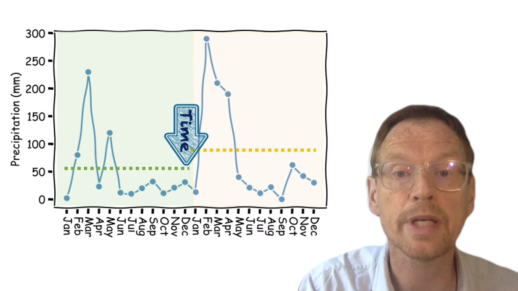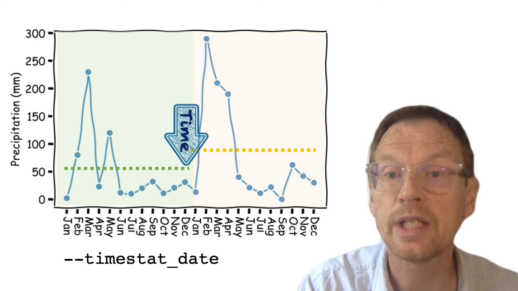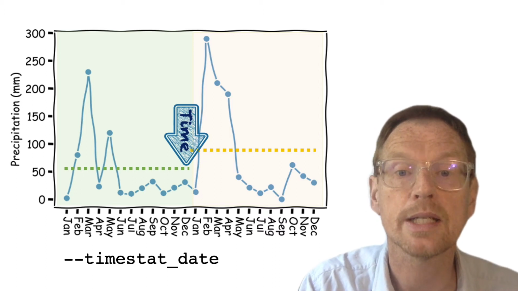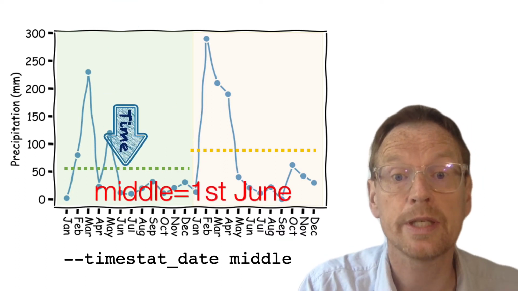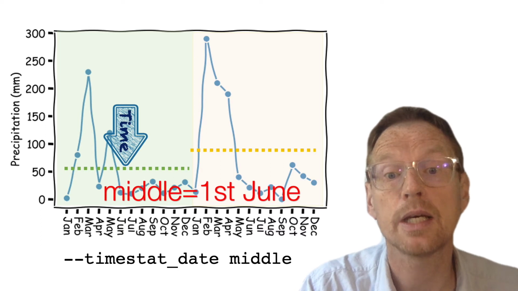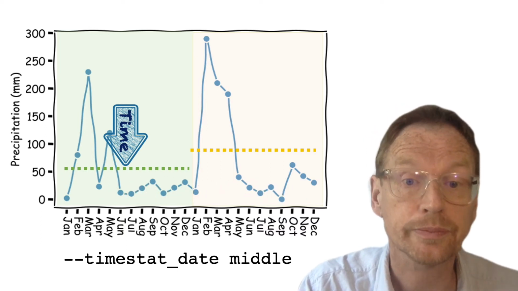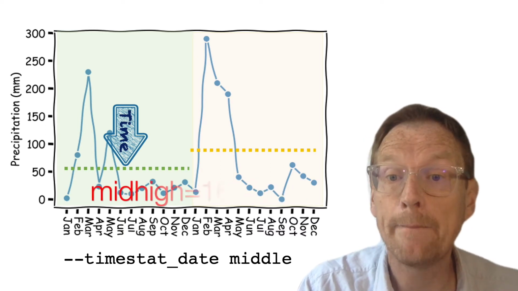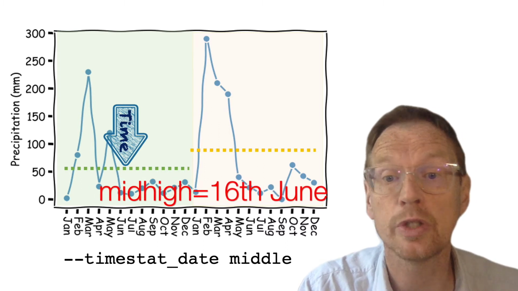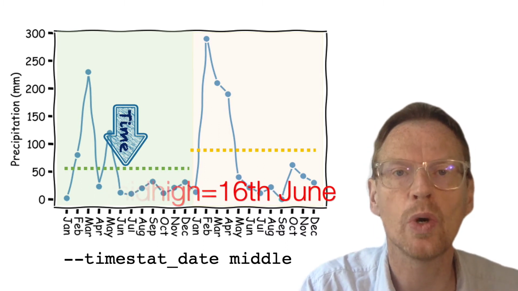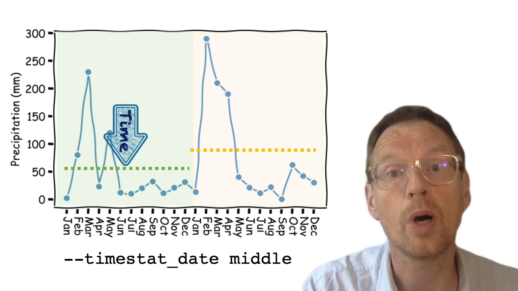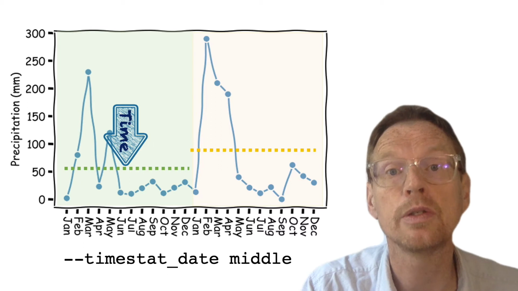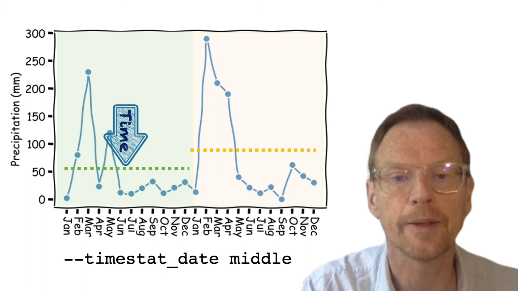CDO allows you to specify this using the option timestat_date. And so this would be specified by timestat_date middle. There's also a mid-high that basically gives you the choice between the 1st of June or the 16th of June. Now, middle is actually the default option, so if you don't specify this option, you will have the timestamp in the middle of the year.